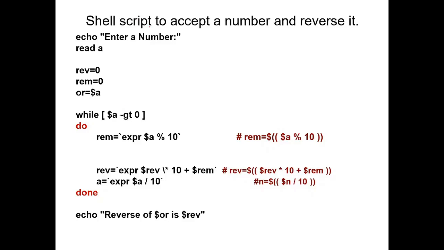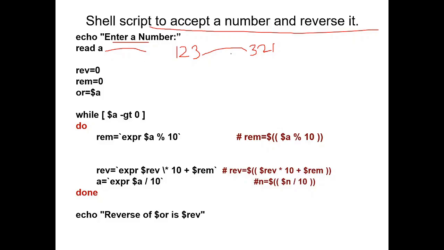Another example we will see: a shell script to accept a number and reverse it. So you are going to accept a number from a user, and whatever number is accepted, you are going to reverse it. Suppose you accepted the number 123, and when you reverse this, it should become 3, 2, 1.